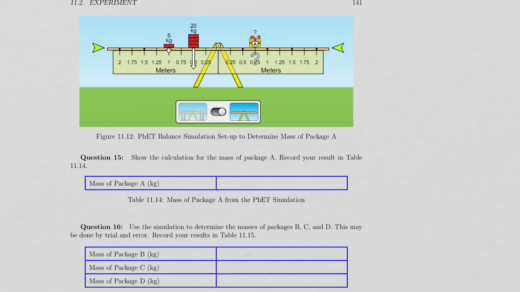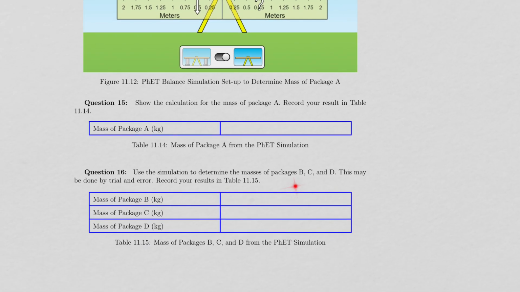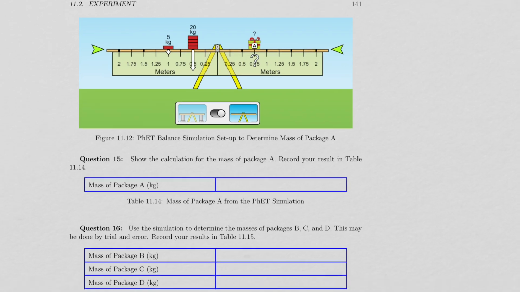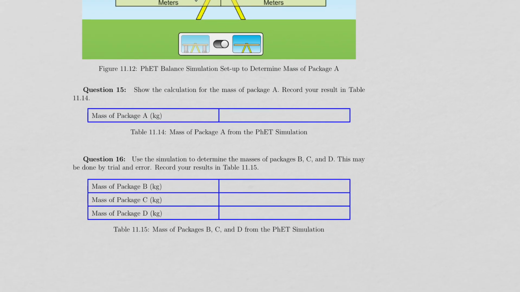And then finally, there were several other mystery objects, package B, C, and D. This is just trial and error. I want you to find what those other masses are just by playing around with the simulation. And again, I think the easiest way to do that is to place a known mass at, say, 1 meter to the left, and then the unknown at 1 meter to the right. And if it balances, it must be the same mass, right? Because the torques would balance. If it doesn't balance, then it can't be the same mass. So however you want to figure it out, you don't have to show me any calculations for question 16, but just list the correct masses for the other packages B, C, and D.